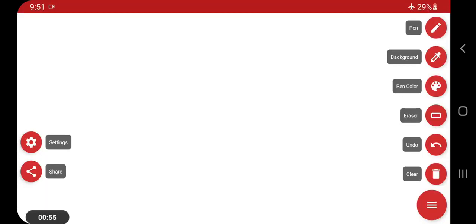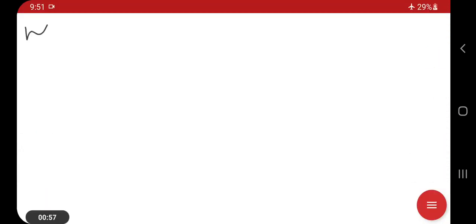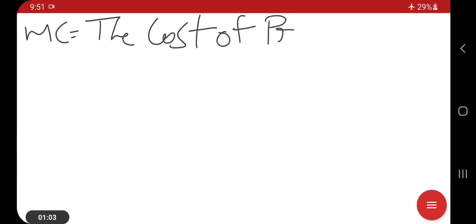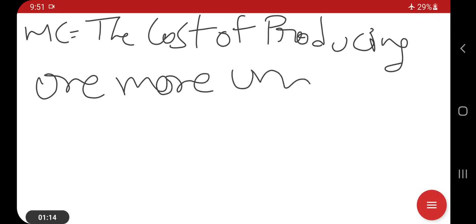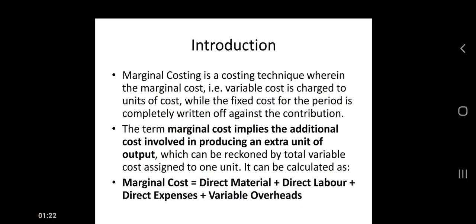Marginal cost, that is the cost of producing one more. Marginal cost is equal to the cost of producing one more unit. The cost of producing one more unit, that is known as marginal costing.